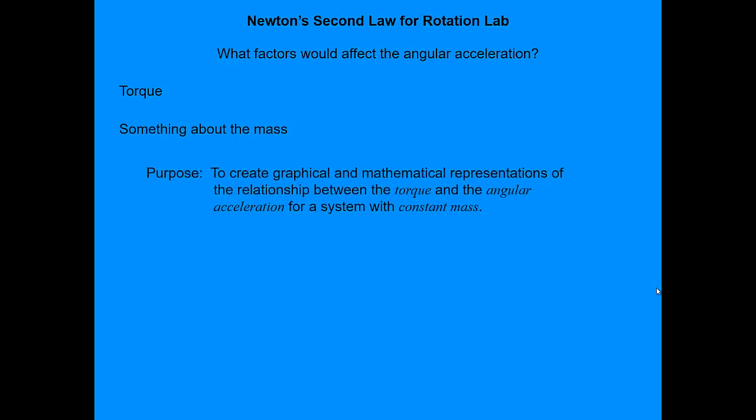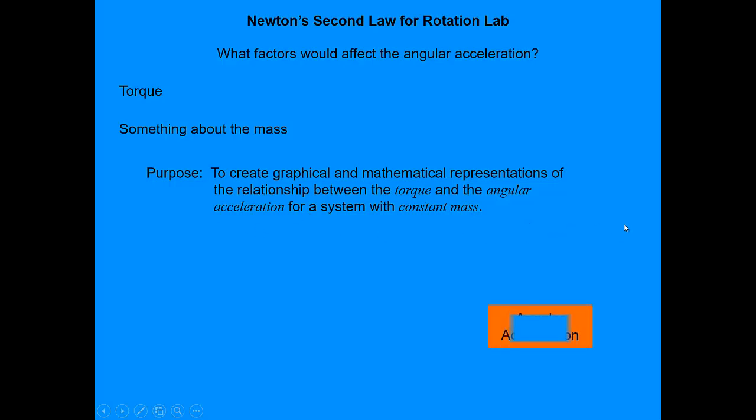So the purpose of the lab that we're about to do is really to come up with a Newton's second law for rotation. But we're going to create graphical and mathematical representations of the relationship between the torque and the angular acceleration for a system with constant mass. We're not going to change the mass at all. We're not going to change where it is. We're not going to change how much of it there is. We're just going to leave all mass things the same, all right, so that we can figure out what that's going to be later. So really here we're doing torque and angular acceleration.